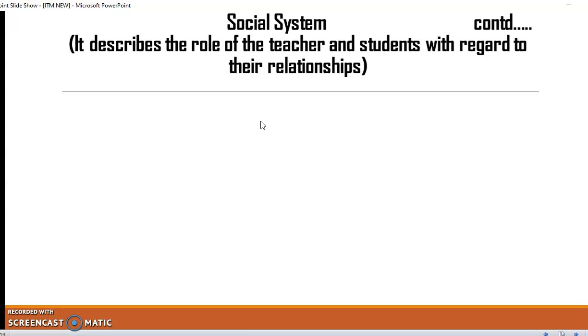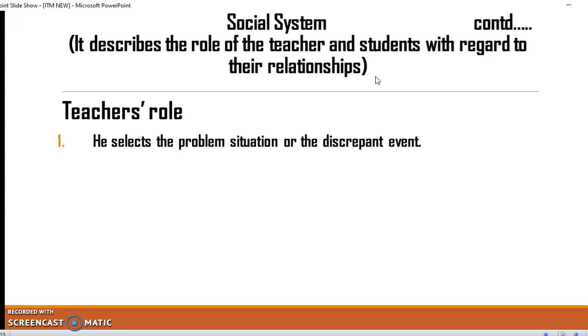So as you can read here, it describes the role of the teacher and students with regard to their relationship. So exactly how a teacher should behave and how a student should behave in a classroom and how they need to interact with each other while making use of the inquiry training model in the classroom. Now we'll first discuss the teacher's role.